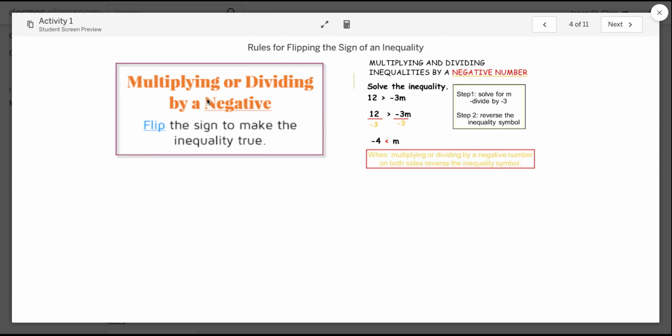So just remember before we continue that if we ever have to multiply or divide by a negative, you flip the inequality sign to make the inequality true. So here's our example, multiplying, dividing inequalities by a negative. Solve the inequality 12 is greater than negative 3m. Step 1, solve for m. You're going to divide by negative 3, which we do here. That's going to give us negative 4. That's going to give us m. Step 2 is reverse the inequality. So rather than greater than, it's less than. When multiplying and dividing by a negative number on both sides, reverse the inequality symbol.